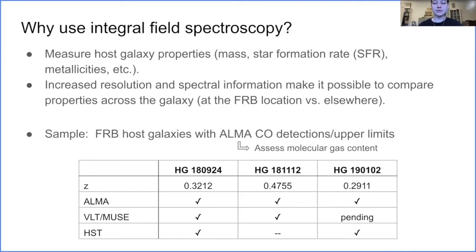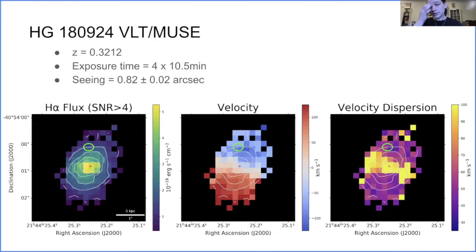So far, 2 of them have also been observed by the Very Large Telescope in Chile using the MUSE instrument, which is the optical integral field unit, or IFU. And so that's the data that I've been working with. For this short talk, I'm just going to look at one of the galaxies, 180924, where the FRB was really well localized using ASKAP, and you can see it there. It's shown there with the green ellipse.